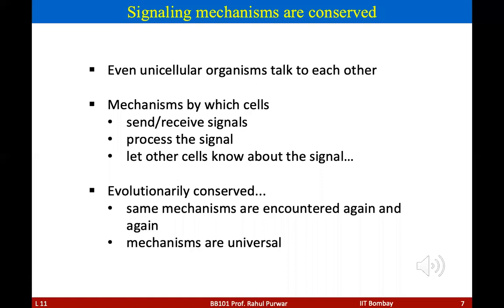What are the different signaling mechanisms in unicellular and multicellular organisms? These are the mechanisms by which cells send a signal or receive signals, and how they process the signals and let other cells know about that signal. Evolutionarily, these mechanisms in unicellular as well as multicellular organisms are more or less conserved. The same mechanisms are encountered again and again, and many of them are universal.